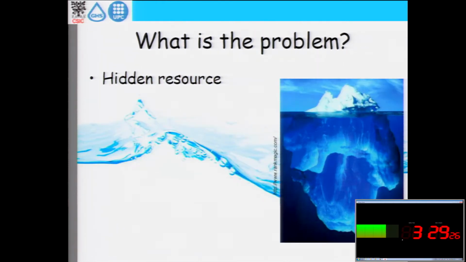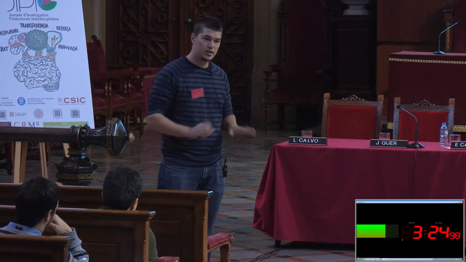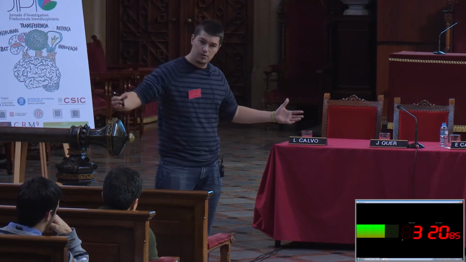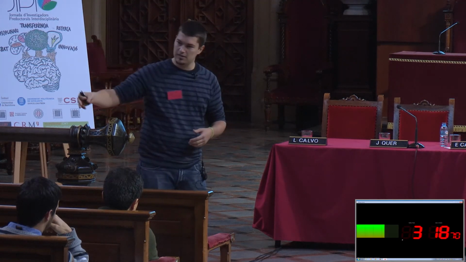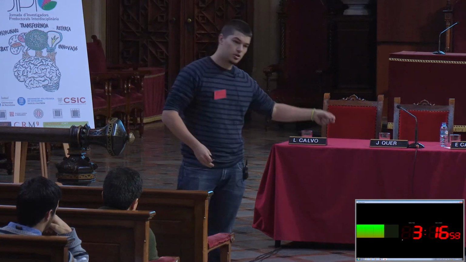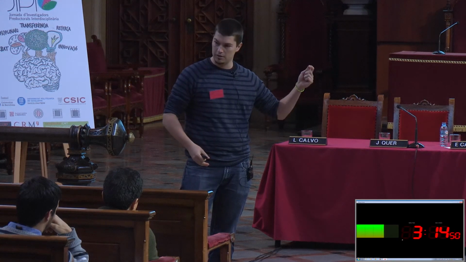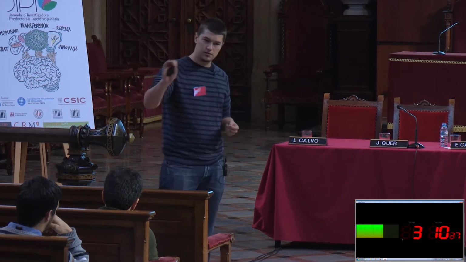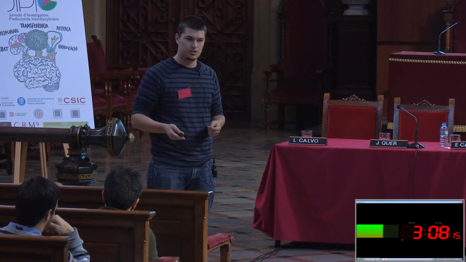But what is the problem? The problem is that this resource is hidden. We cannot touch it, we cannot see it. And this is a problem because in a large aquifer, someone can contaminate at one point, and then someone else can be using this water at another point. And it is then difficult to follow the path and find the point of the contamination.